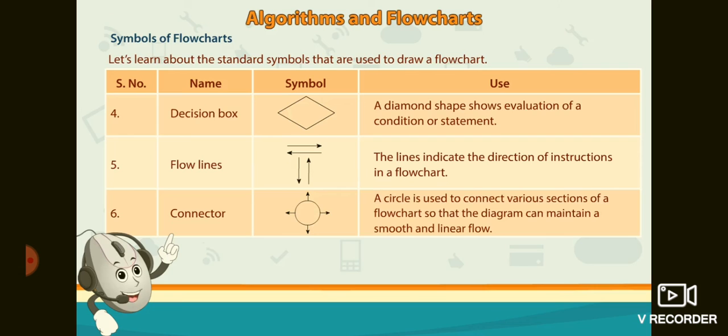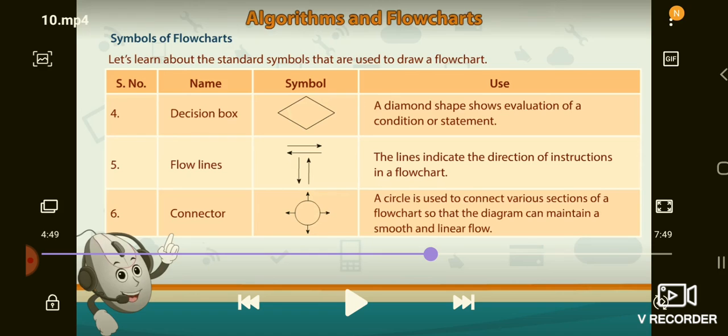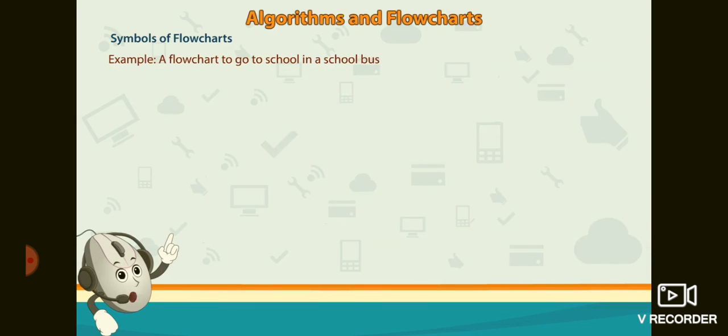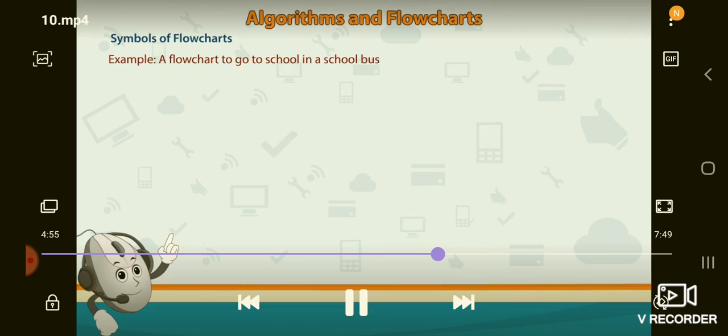ओके, नेक्स्ट है आपका कनेक्टर. कनेक्टर क्या करता है, सर्कल को, just like a circle is used to connect the various sections of the flow chart, and that is the connector, ठीक है, ये आपस में एक दूसरे से कनेक्ट रहेंगे. Okay, so that is the use of flowchart and algorithm in our daily life.